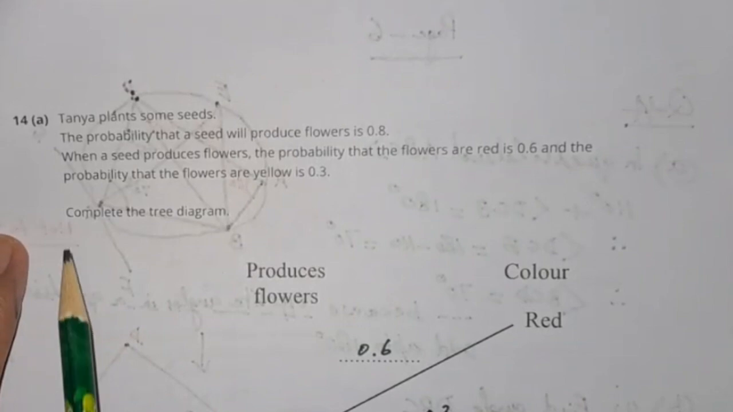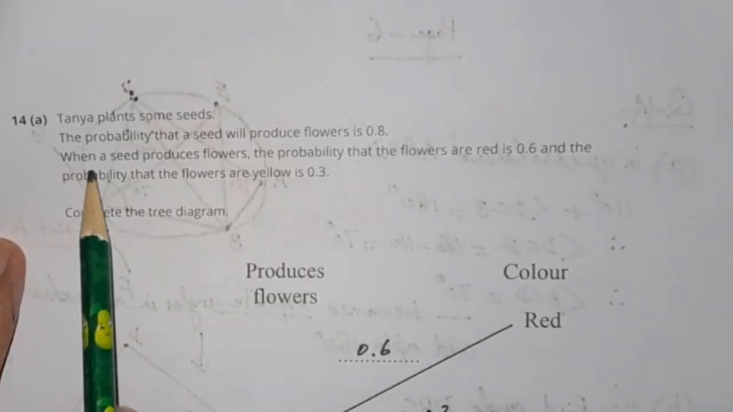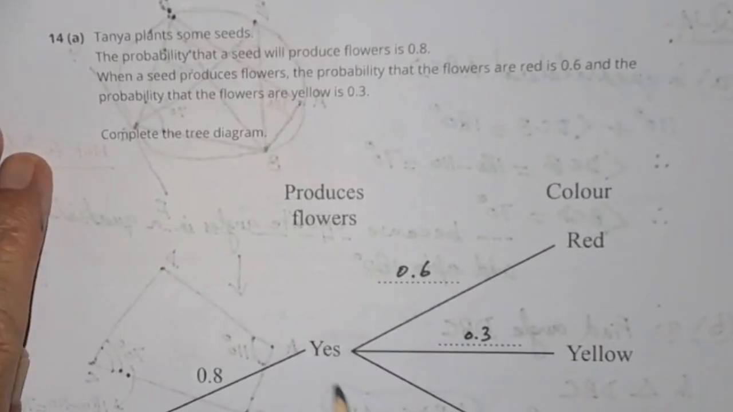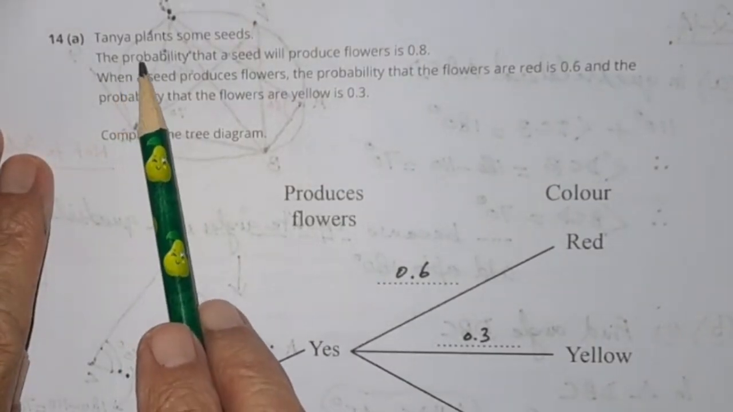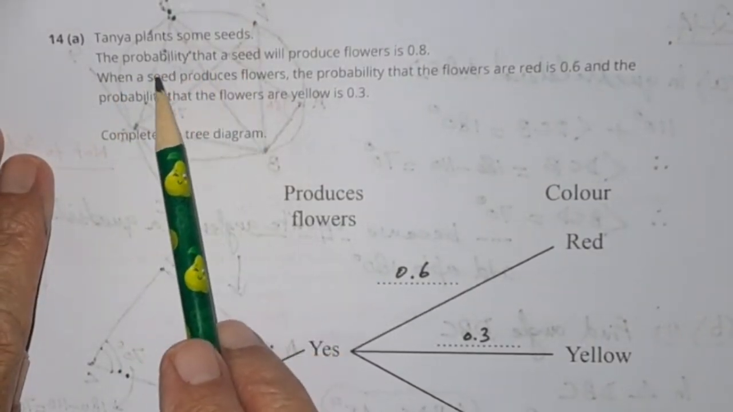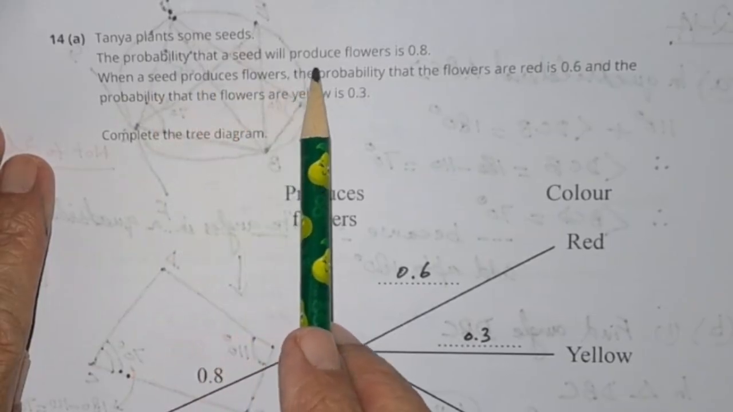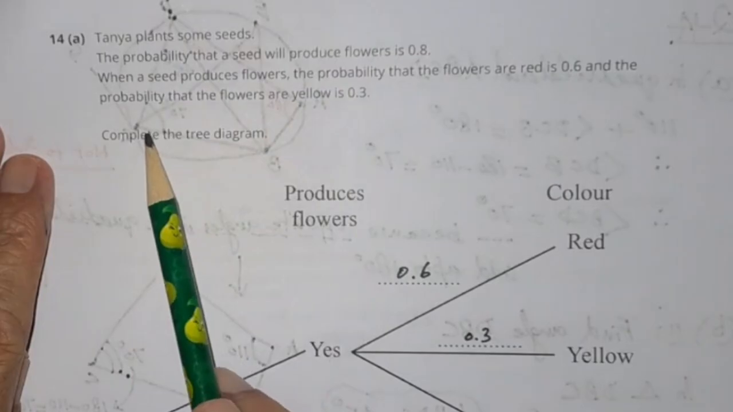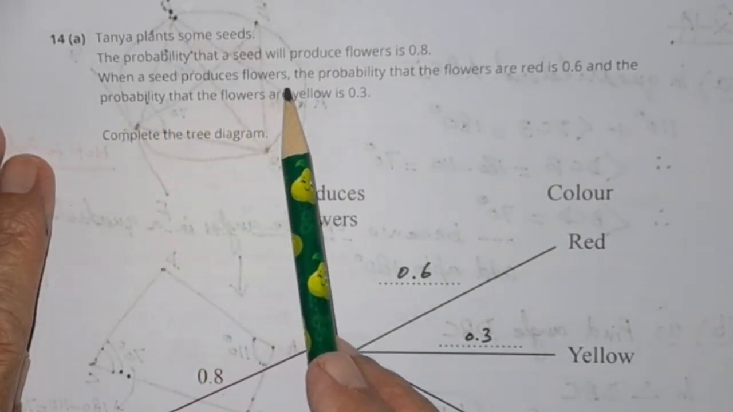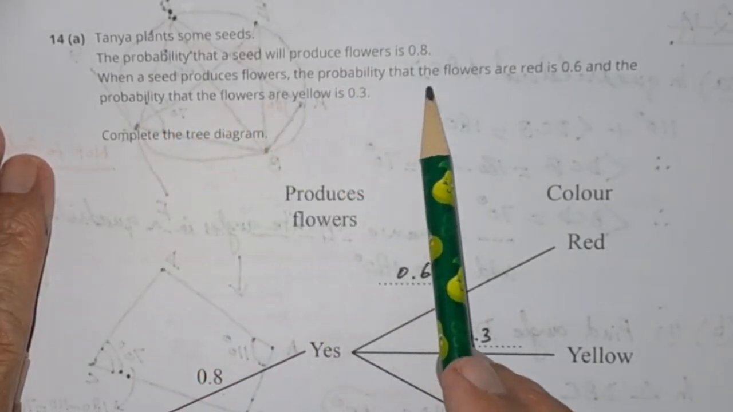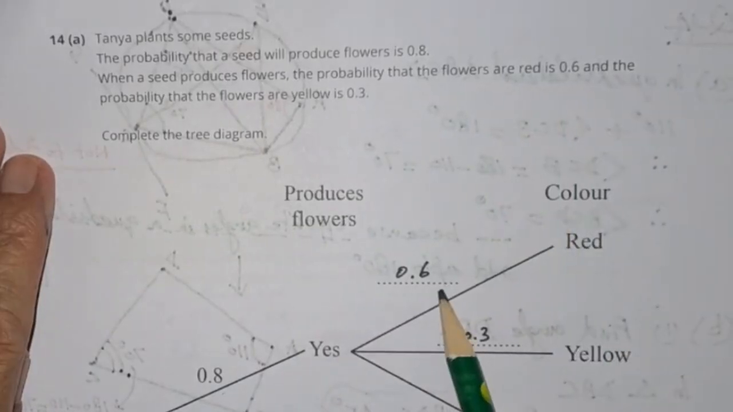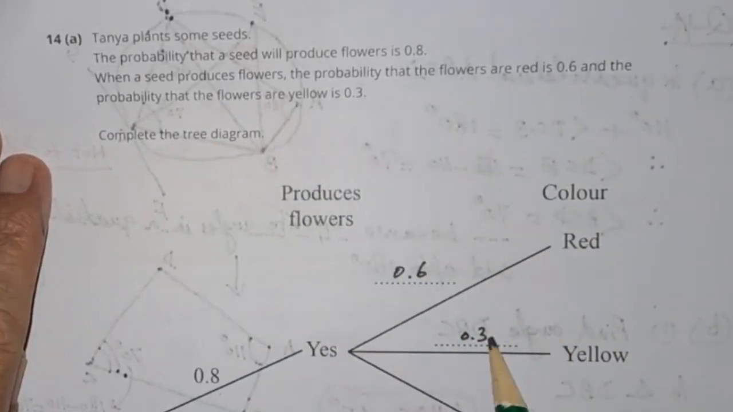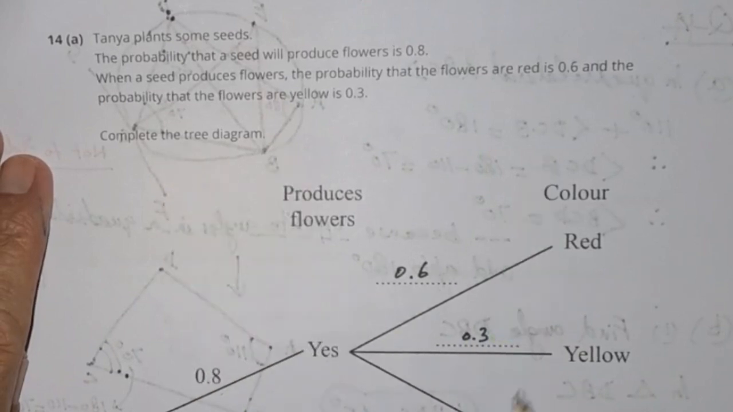We go to question 14 now, and this is about probability. The question is that Tanya plants some seeds. The probability that a seed will produce flowers is 0.8. When a seed produces flowers, the probability that the flowers are red is 0.6, and the probability that the flowers are yellow is 0.3. Complete the tree diagram.